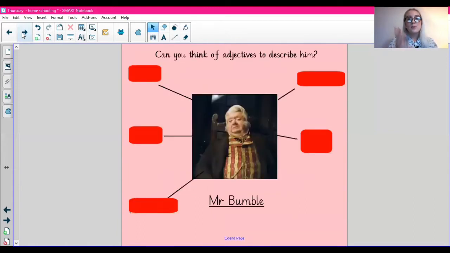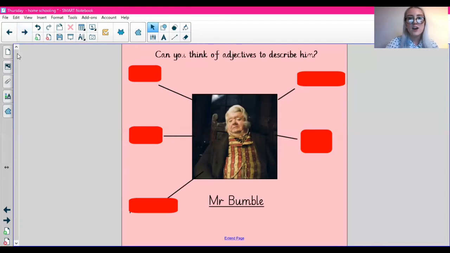So we're looking at two characters today. Our first character you could choose for yours is Mr. Bumble. Now he is one of our characters from our book, Oliver Twist. Okay, he's in the workhouse. He's not particularly a nice character, is he? So maybe pause the video and have a think of some adjectives you could use to describe Mr. Bumble. And then I'm going to show you what words I thought of to describe Mr. Bumble.